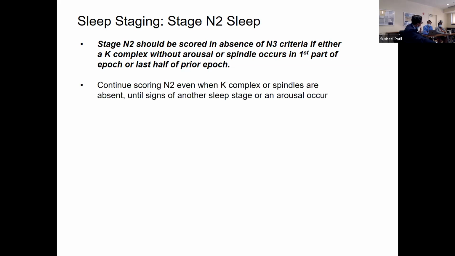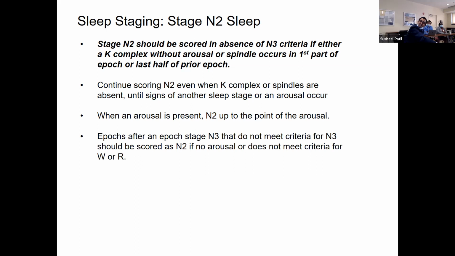So you're going to continue scoring stage N2, even if you don't see a K complex or spindle. It can just be pages and pages of nothing until you see signs of another sleep stage or you see an arousal for a slump. When an arousal is present, you call it N2 up to that point of the arousal. And epochs after stage N3 that do not meet criteria for N3 would then start to be called N2.